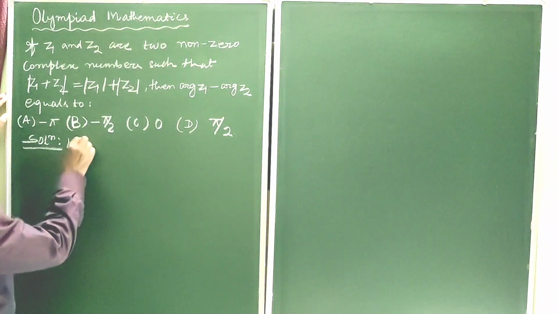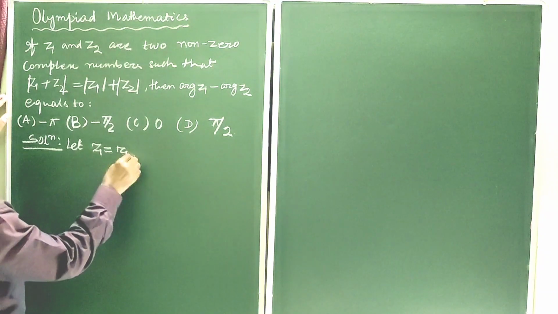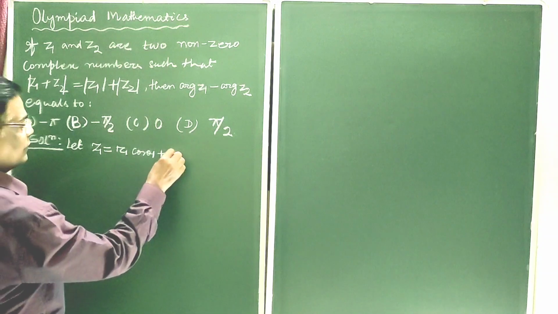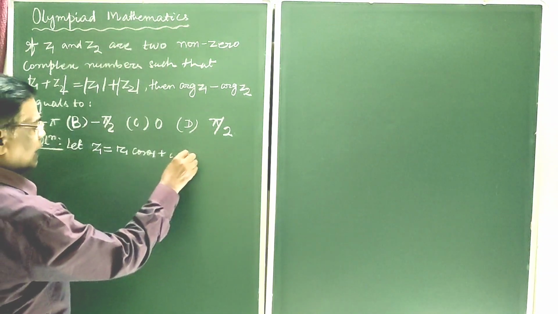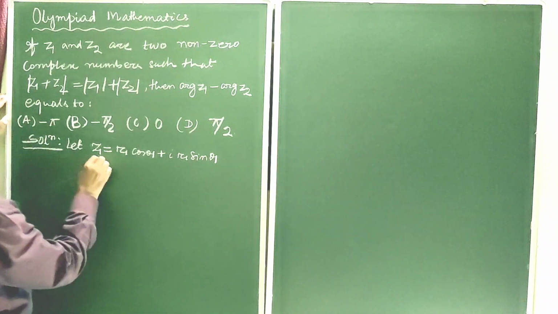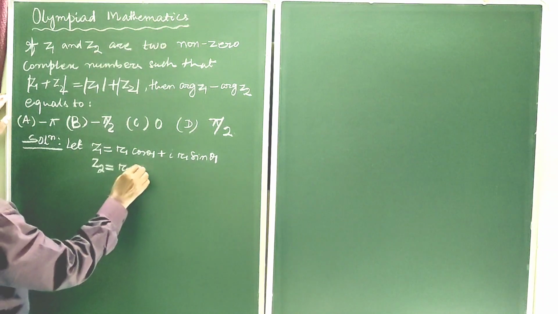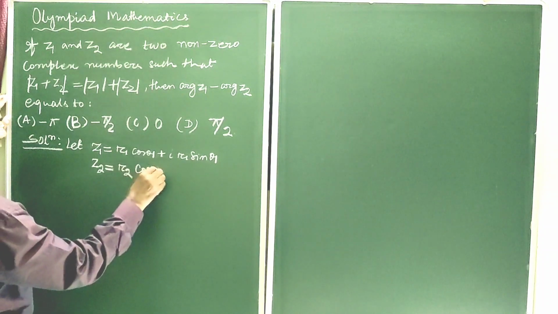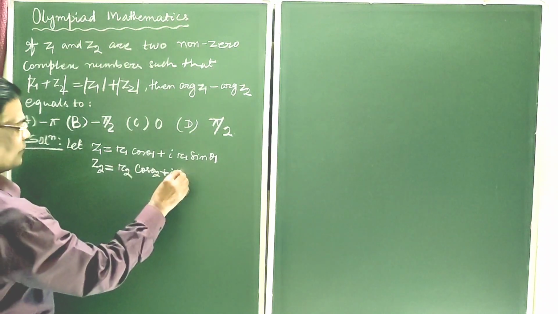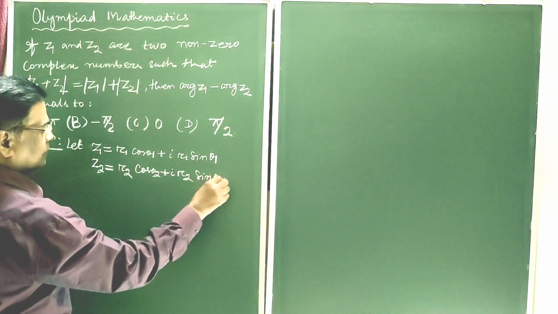Let Z1 is equal to R1 cos theta 1 plus I R1 sin theta 1, and Z2 is equal to R2 cos theta 2 plus I R2 sin theta 2.